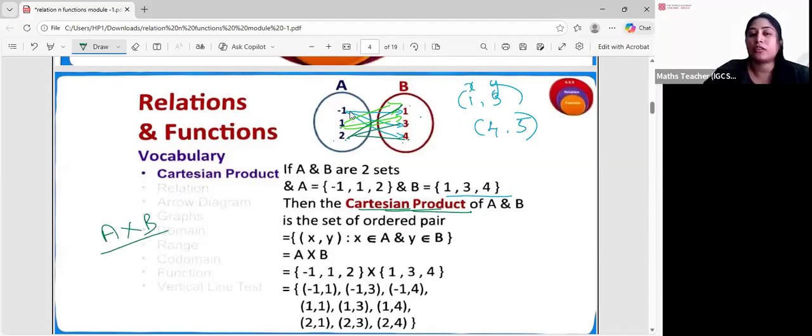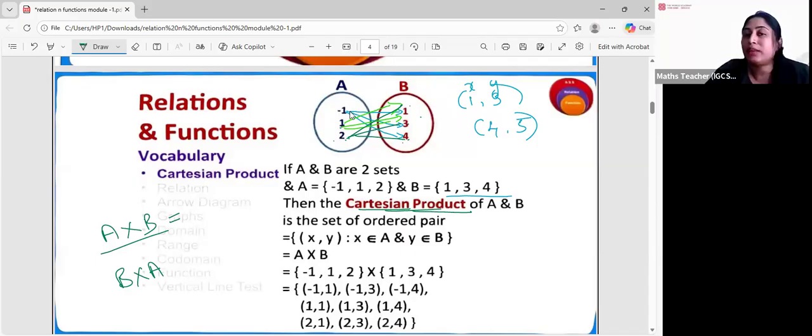So the Cartesian product A cross B is different. Again, B cross A is different. So here we have written A cross B. So we are relating all the elements of A to B, 1 plus to 1, like that, we are relating all the elements.